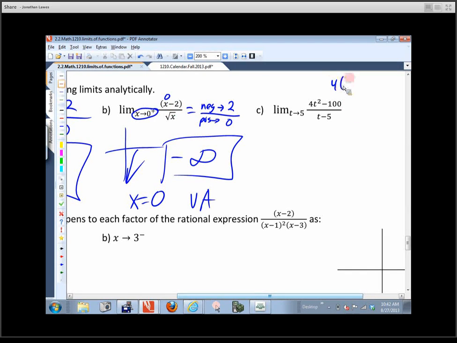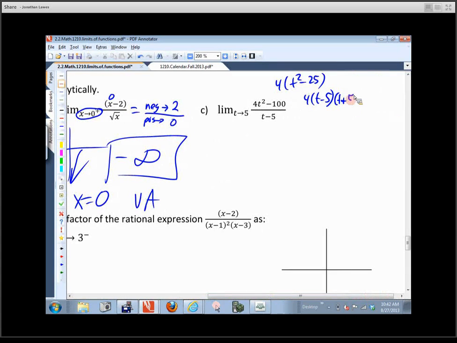I can take out a 4. I'm left with t squared minus 25. I can factor that to 4, t minus 5, and t plus 5. Oops, let me slide this over. And the bottom is t minus 5. What can I do because I'm never actually going to plug in a 5? Cancel those off. That gets really close to 4. In fact, it is 4. And this gets really close to 10. So what's my answer here? It would be 40. Does that make sense?